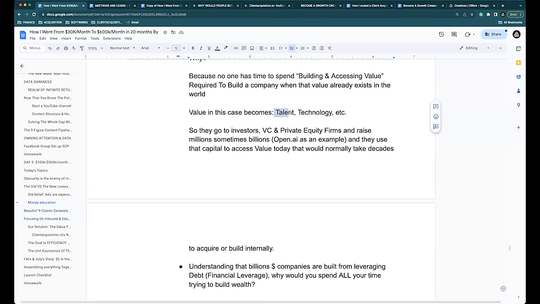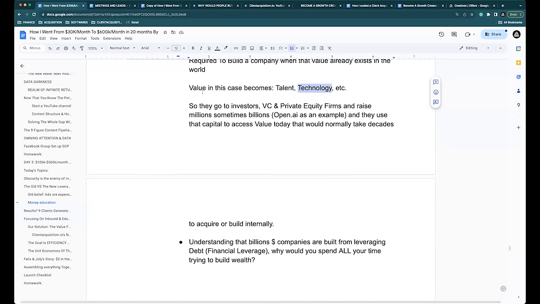And the value in this case becomes talent and it also becomes technology, right? So any smart founder, the people who are not learning how to create businesses from courses, they go to investors, they go to venture capitalists, and they go to private equity firms and raise millions, sometimes billions, aka OpenAI, right? I think they recently got valued at like a $60 billion valuation. Who here thinks they could build a $60 billion company from doing outreach and getting closed deals and then taking that $2K a month, that $1,500 profit or that $5K profit or that $100K profit a month and then building a $60 billion company in the next decade? You're not going to do it.